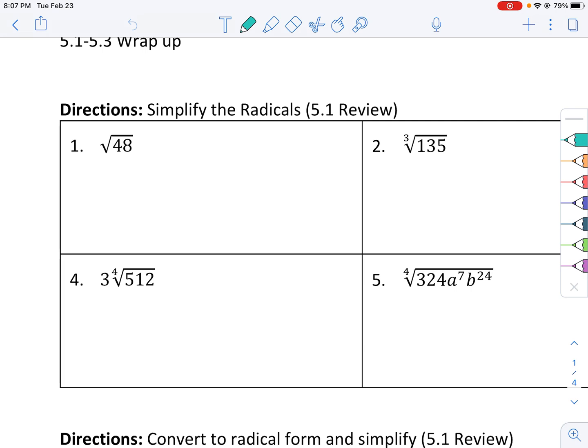In order to solve this one, we need to find perfect squares that come out of it. Specifically, the perfect square that comes out of 48 is 16. And then that would be multiplied by 3, so square root 16, square root 3 makes 48. Square root 16 will then become 4, so our final answer would be 4 radical 3. And that's as far as you can simplify that.